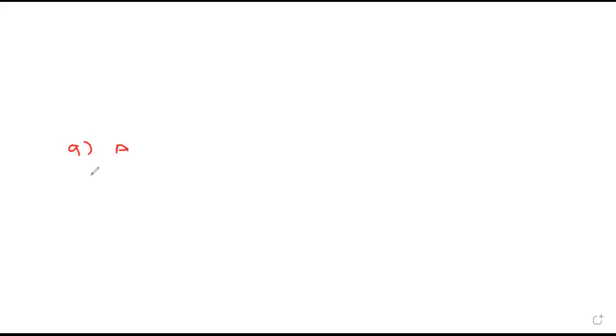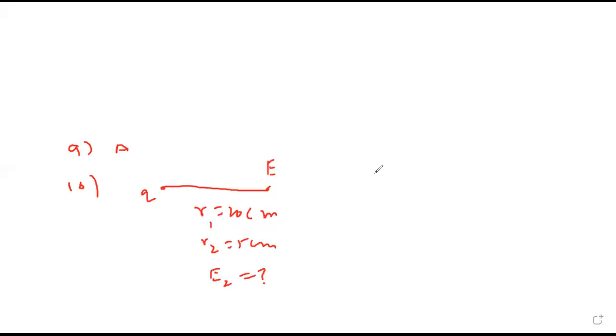10th one. The electric field at 20 centimeter from point charge is E. From charge Q at a distance of 20 centimeter, they are saying intensity is E. Then at distance of 5 centimeter. So if R2 is 5 centimeter, what will be the intensity? I'm writing E2. So common sense, E is inversely proportional to R square for same charge.